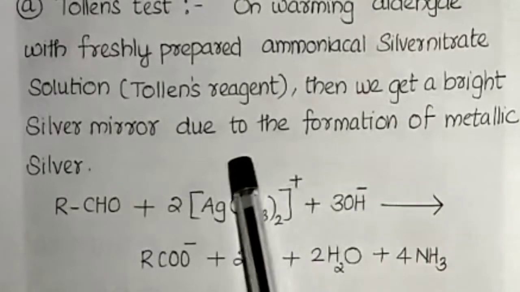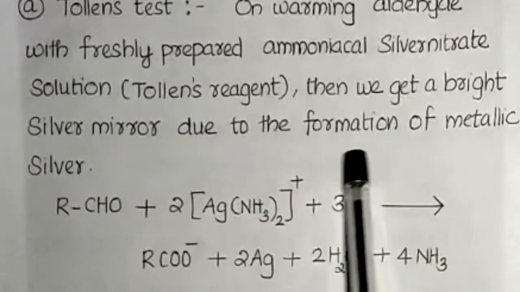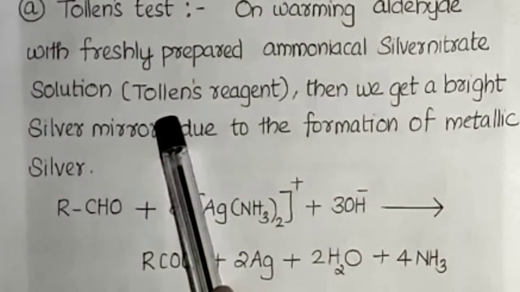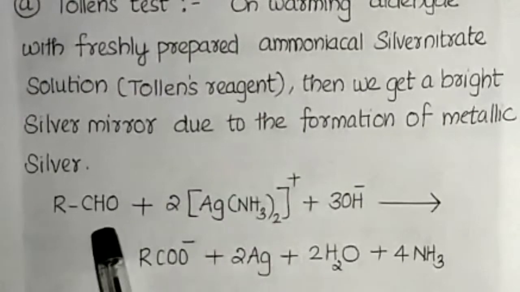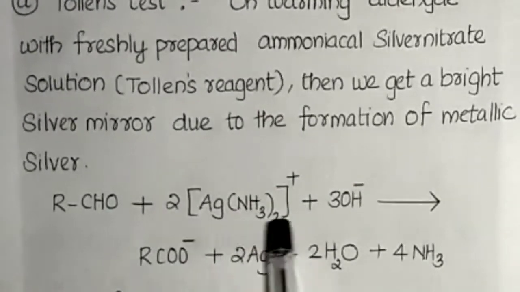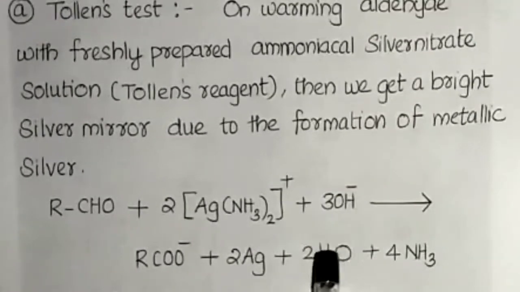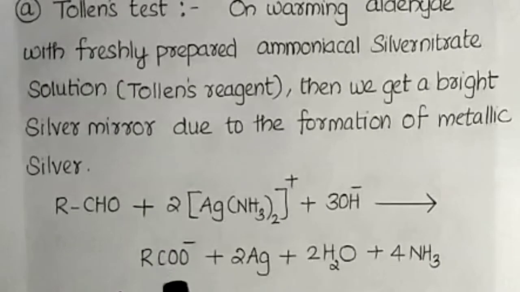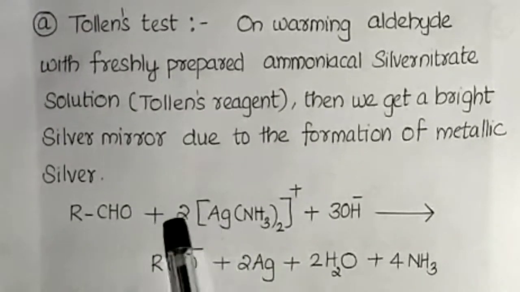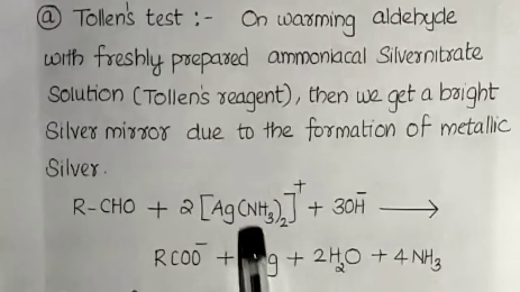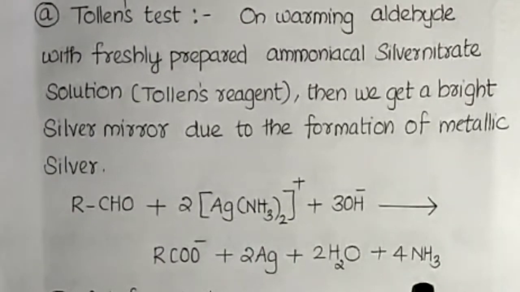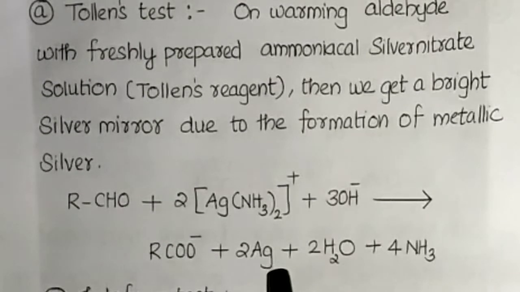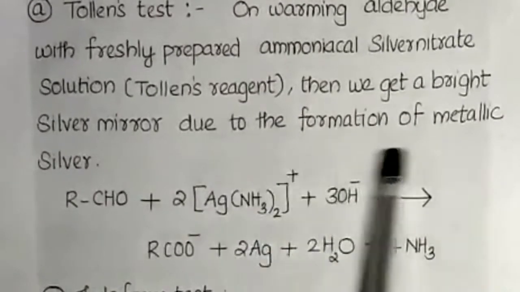Aldehydes give a bright silver mirror on the inner wall of the test tube on heating with ammoniacal silver nitrate solution, or simply Tollens reagent. The equation is aldehyde plus ammoniacal silver nitrate solution giving RCOO minus, that is, the aldehyde is oxidized to COO minus, plus 2Ag plus 2H2O plus 4NH3. Due to the formation of metallic silver, the test tube has a bright silver mirror appearance.